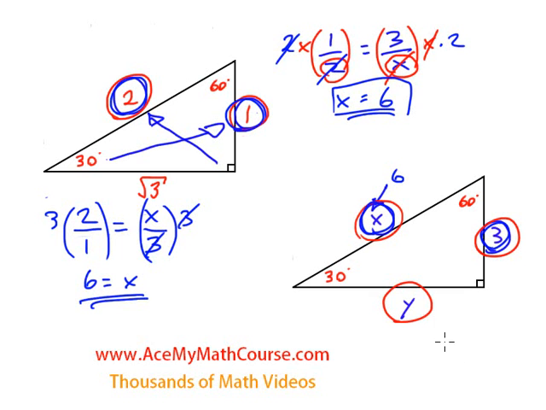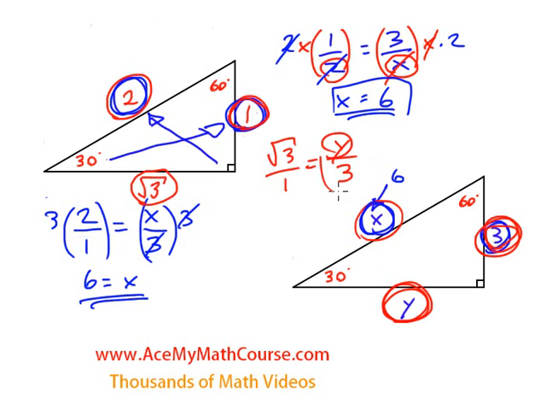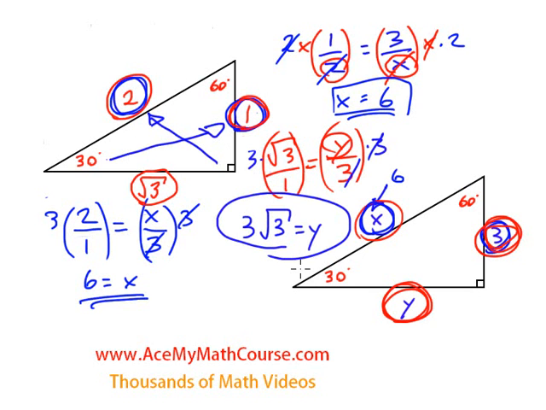And let's do the same thing. So I'm going to say that the square root of 3 is to 1, like y is to 3. We want to isolate y, so I will multiply both sides of the equation by 3. 3 times the square root of 3. I'm just going to write it as 3 root 3. And I'll leave it like that. That's the answer. So y is equal to 3 root 3.